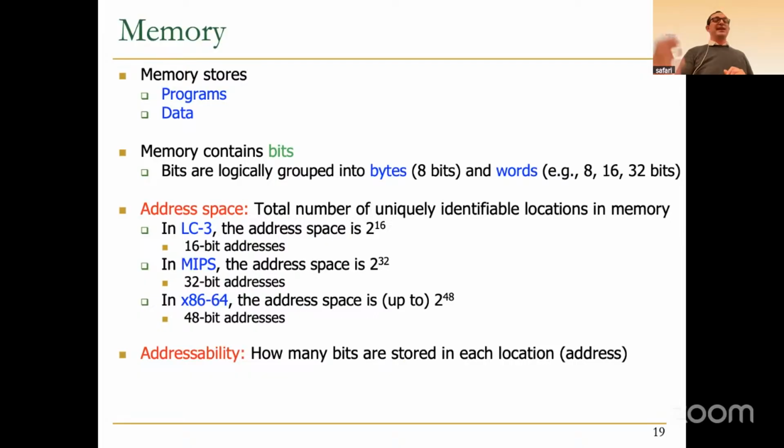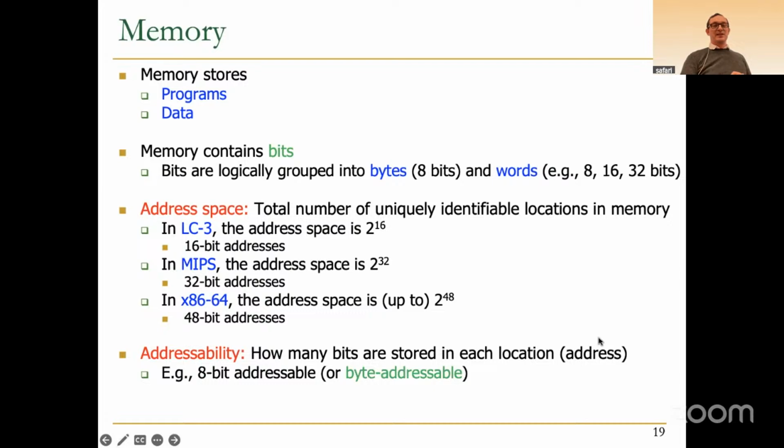Okay, addressability is how many bits are stored in each location, meaning in each address. For example, you can be 8-bit addressable, in other words, byte addressable. Many ISAs today are byte addressable. Or you could be word addressable, meaning your address can specify 32 bits, for example, assuming your word is 32 bits. In LC3, for example, a word is 16 bits, and it's word addressable. These will become also more clear.